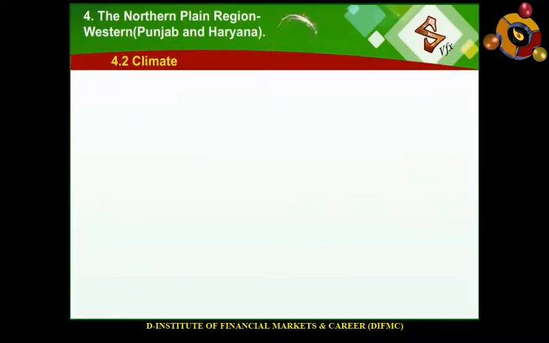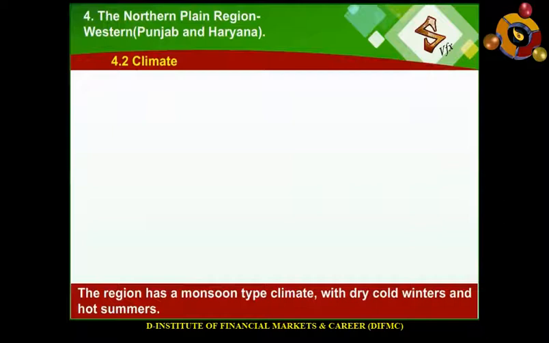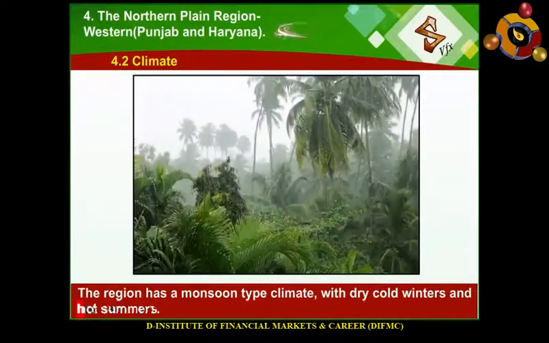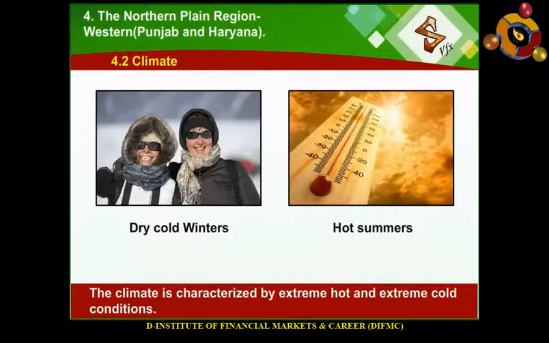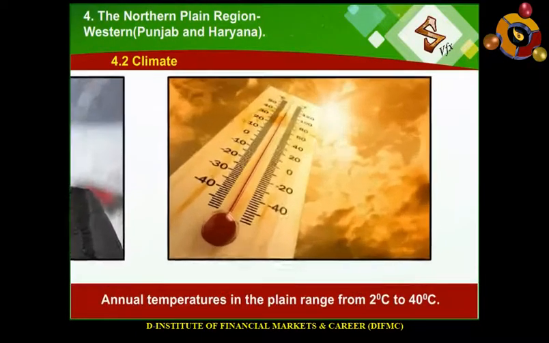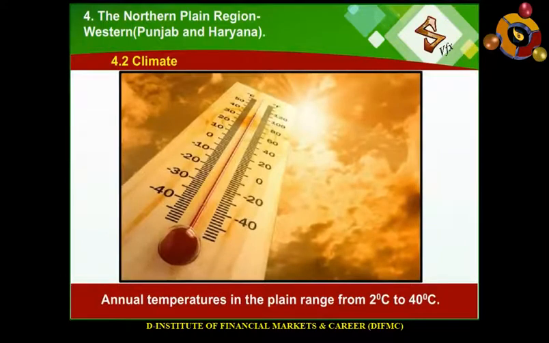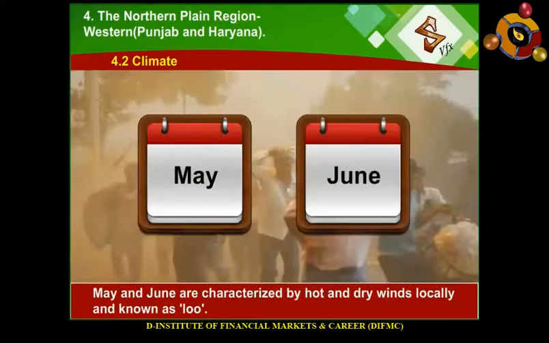4.2 Climate. The region has a monsoon-type climate with dry cold winters and hot summers. The climate is characterized by extreme hot and extreme cold conditions. Annual temperatures in the plain range from 2 degrees Celsius to 40 degrees Celsius. May and June are the hottest months.